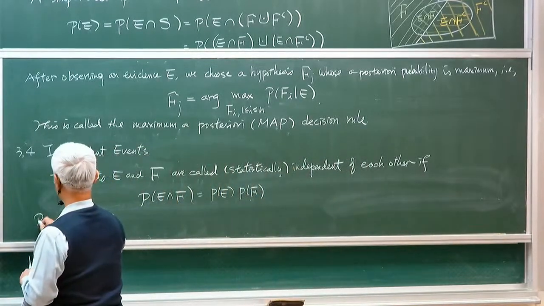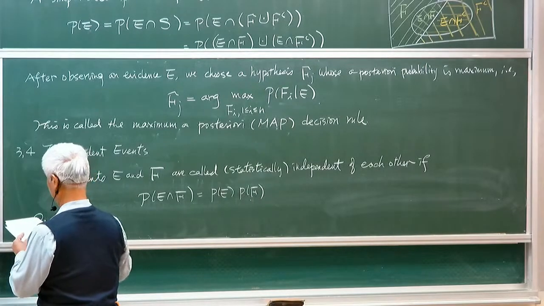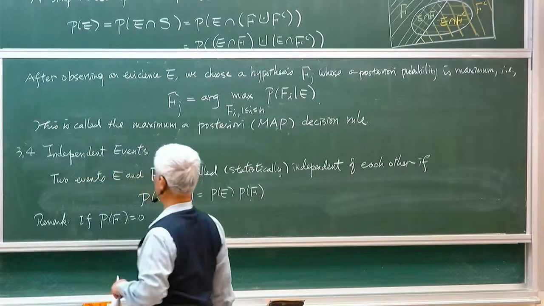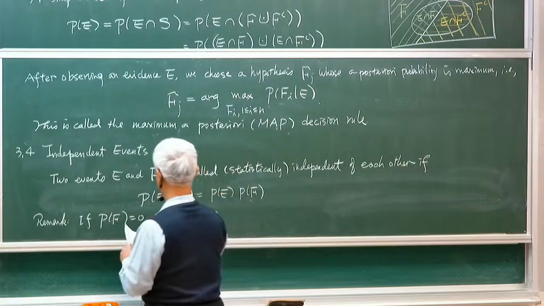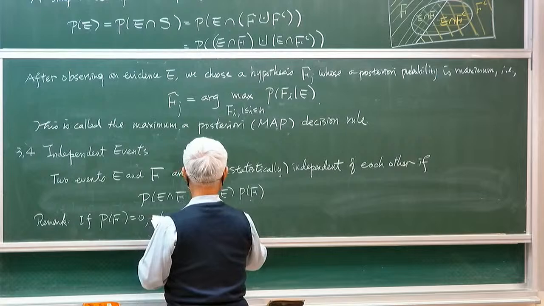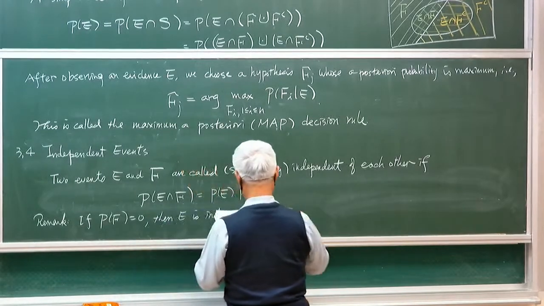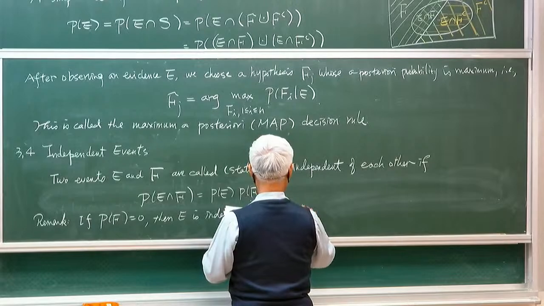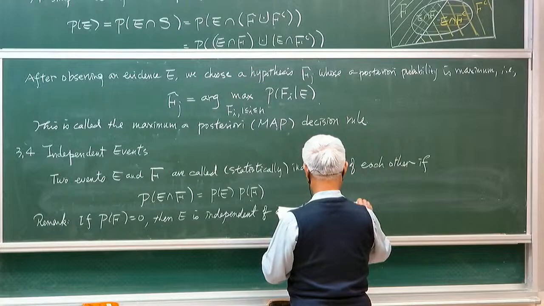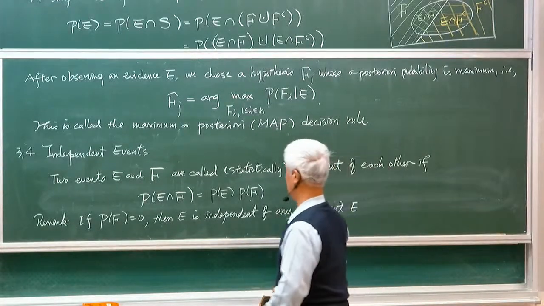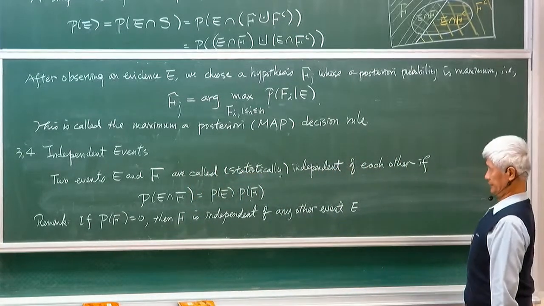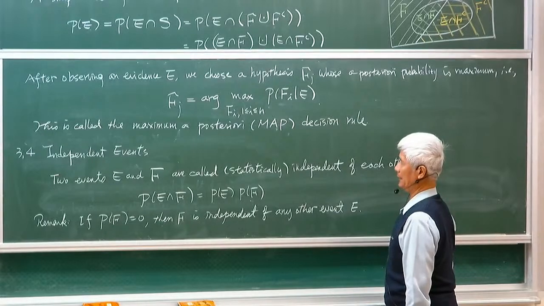all right, there is a remark. If the probability of an event F is 0, then F is independent of any other event E. Why?